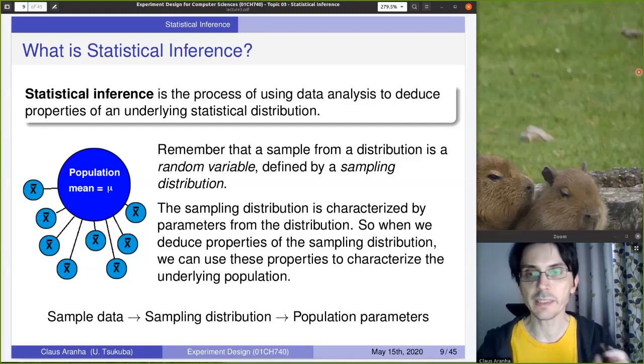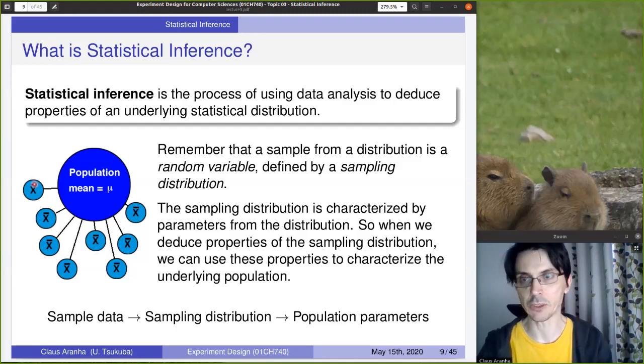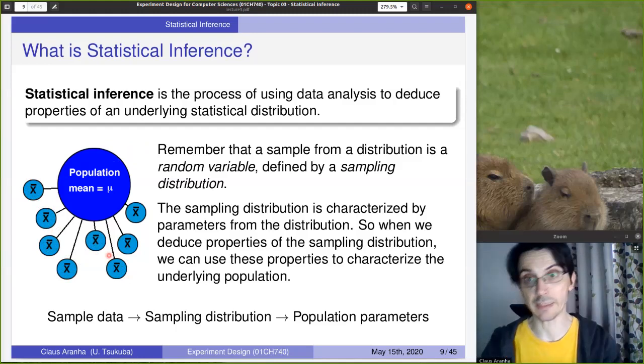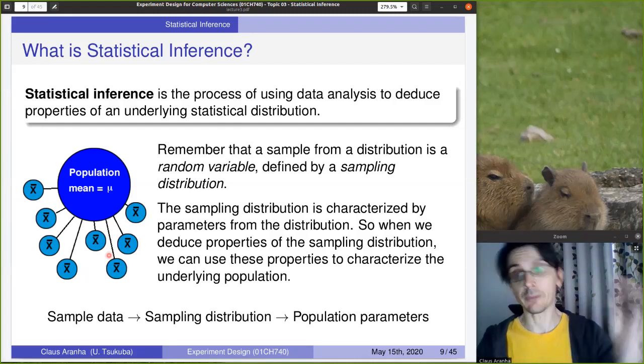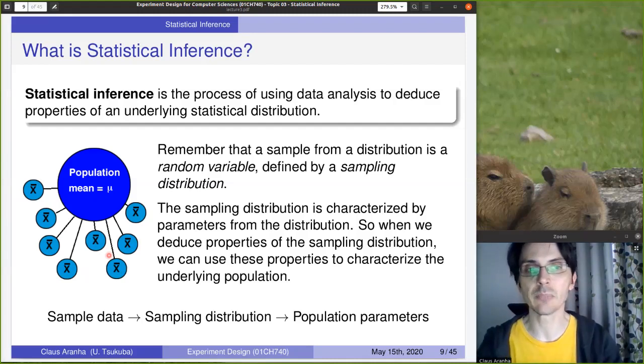Now, one thing that is important to remember is that a sample from the distribution is a random variable. Every time you take a sample, as we can see here in this figure, every sample that you take will be different. All the samples come from the same population, so they are similar, but each sample may be slightly different from each other. It's like when you roll a dice, right? The dice has six faces, unless you're playing Dungeons and Dragons. And every time you roll, you get a different number. But you know that this number comes from the same system, from the same dice, okay?